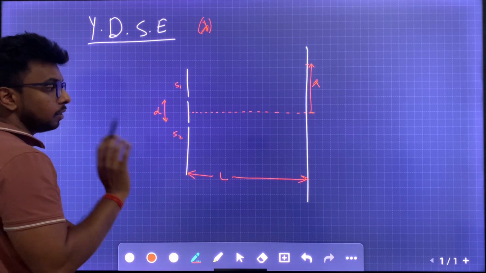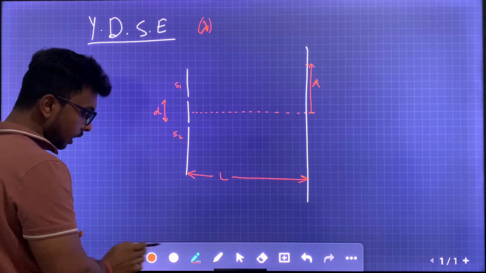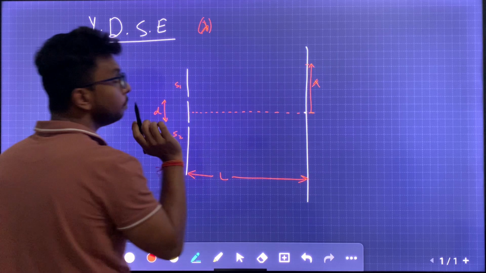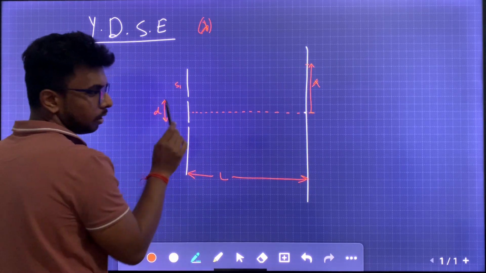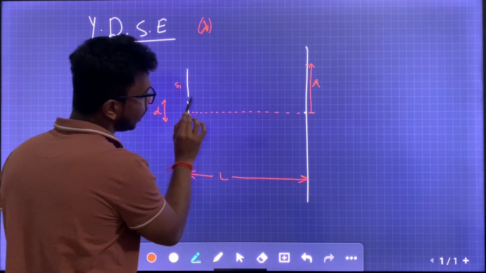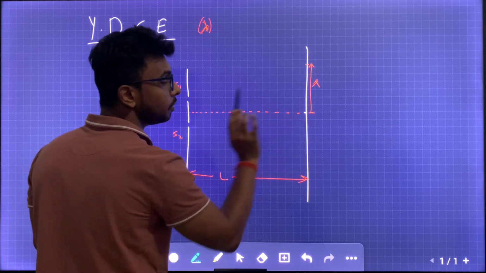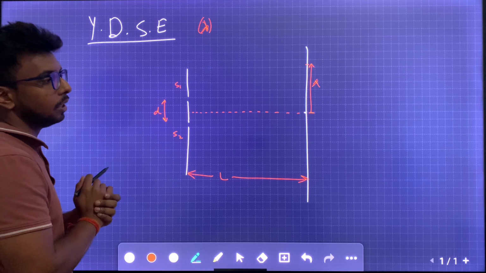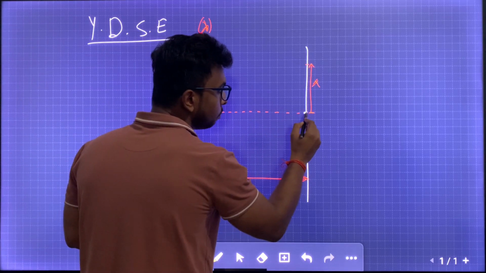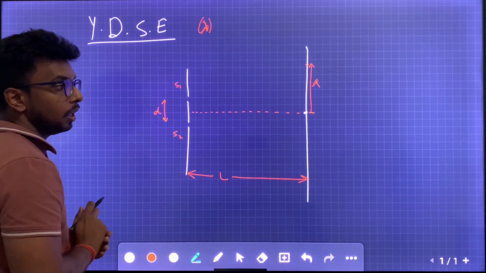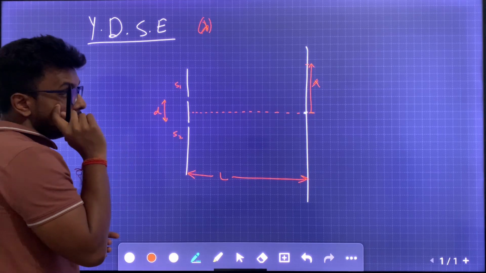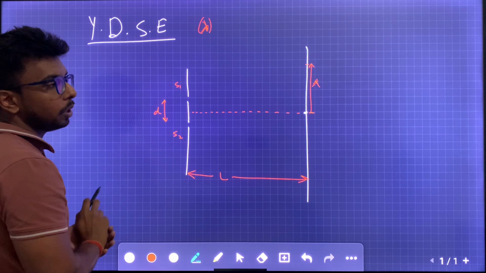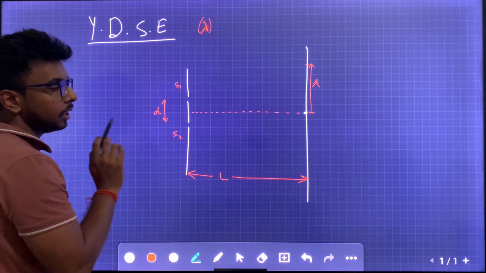Now, try to understand it here: in the central location, at this point, we will get a bright light. Why? I'm not going to mess up the diagram. I'll simply say the light coming from here and the light coming from here are traveling equal paths. So when they meet, they will make constructive interference. So at this point there will be a maximum, that means a bright line. Now when there is a bright line, after some distance there will be a dark line as well. At what point there will be a dark point, that we'll find out.